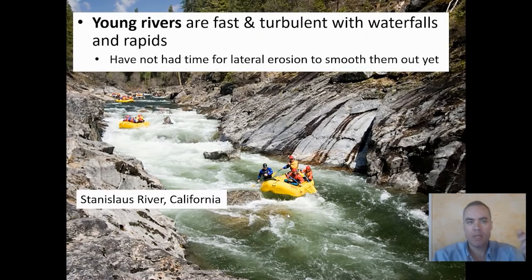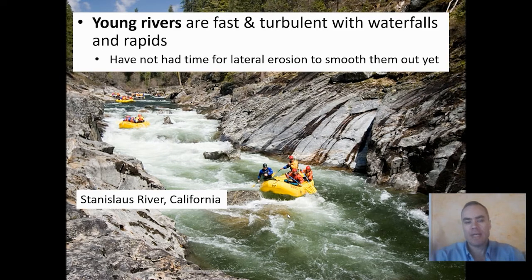And also young rivers are going to be very fast and turbulent and have waterfalls and rapids. You get rapids when you have lots of big rocks in the rivers, like here. And if a river was older, it would already have eroded those rocks out of there. So if you have lots of big rocks in a river, you know it's a young river.